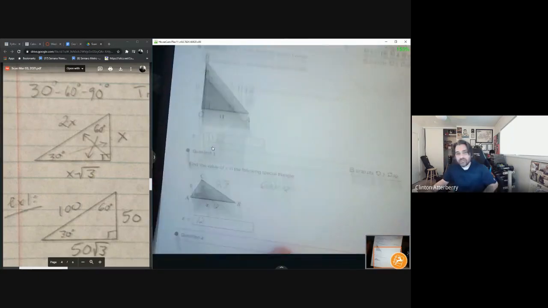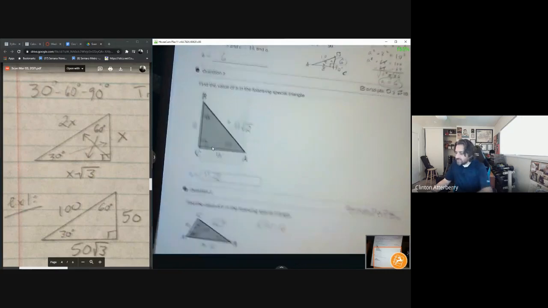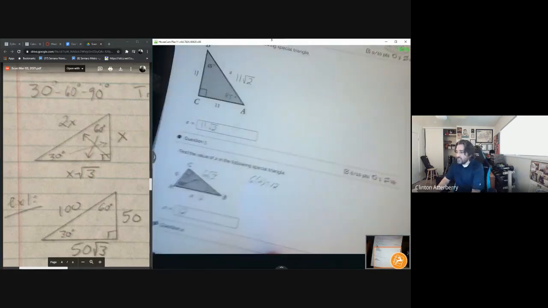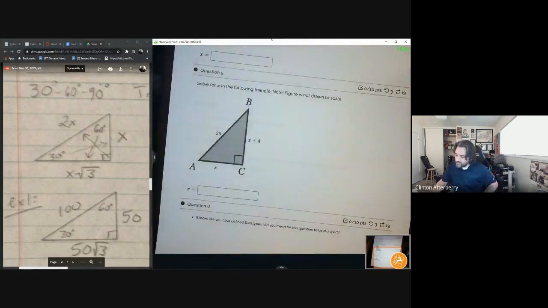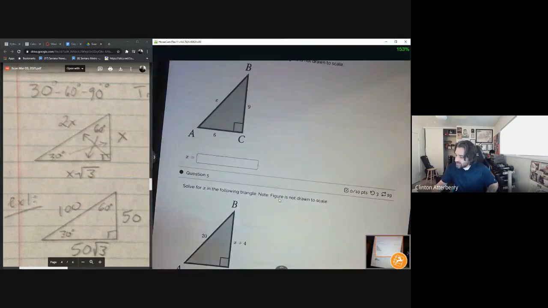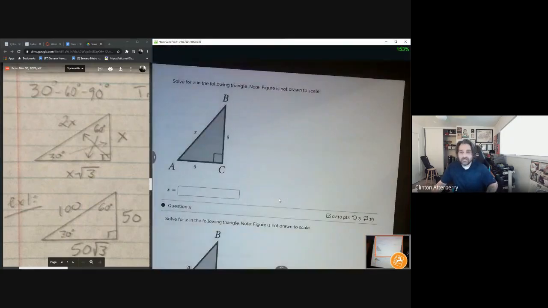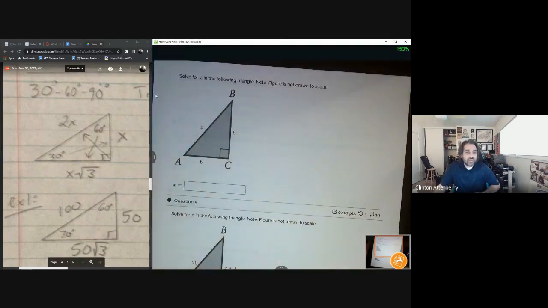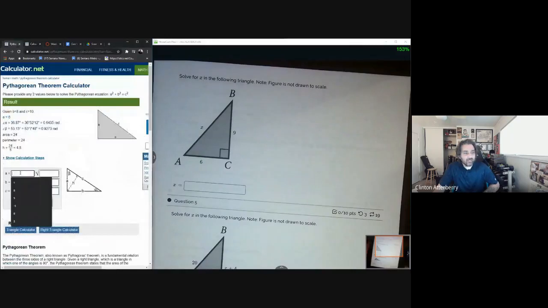So that's the first 3 questions of what your test will look like. Let's take a look at number 4. Question 4 says to solve for x in the following triangle. Figure is not drawn to scale. So this is a Pythagorean theorem type question. You can just plug in the numbers here. We have 6 and we have 9. I'm not going to hit calculate. I'm going to do it by hand first. Let's see what we get.